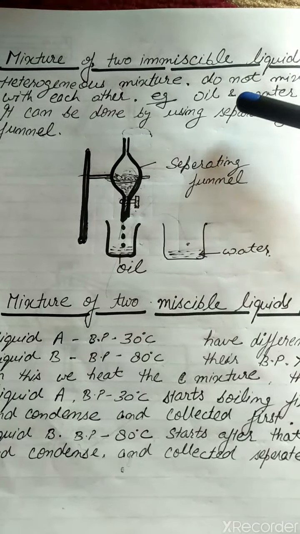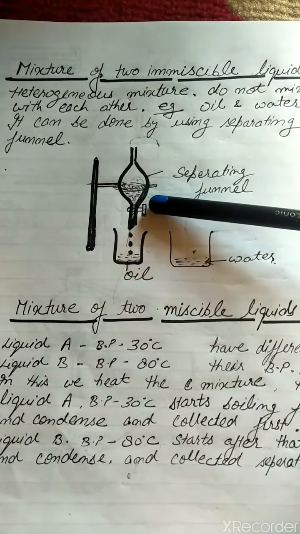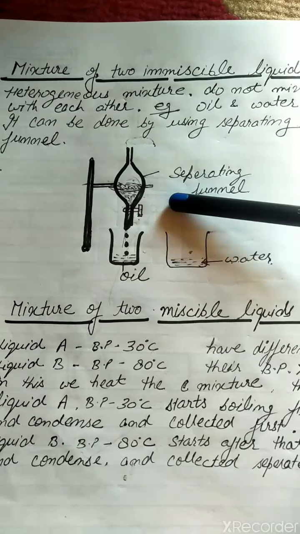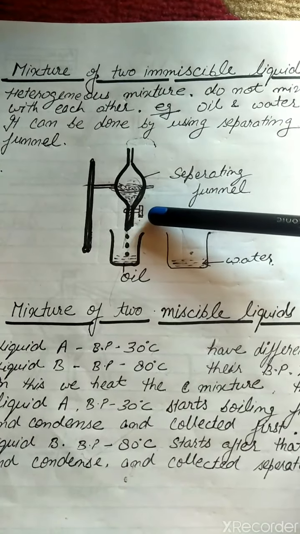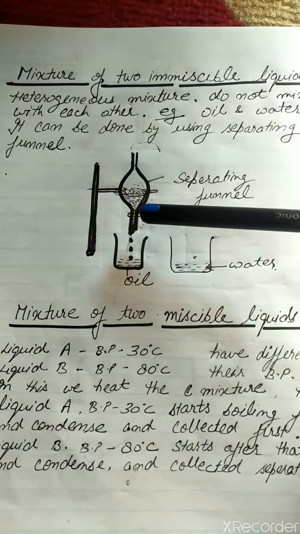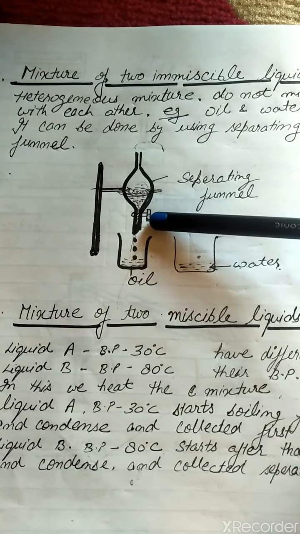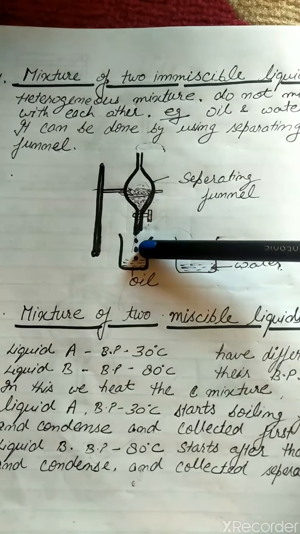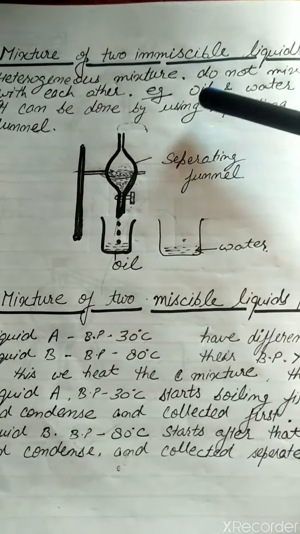So this can be done by using a separating funnel. Here we use a separating funnel, put all the mixture in the separating funnel and keep it at rest for some time. After some time we see that separate layers of oil and water are formed, and by opening the knob we collect the water in a separate beaker. After that, when the whole water comes down, we close the knob and place a second beaker and collect the oil separately. So in this way we can separate the immiscible liquids.